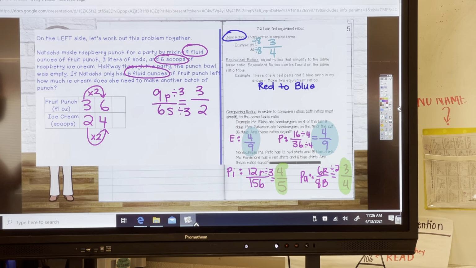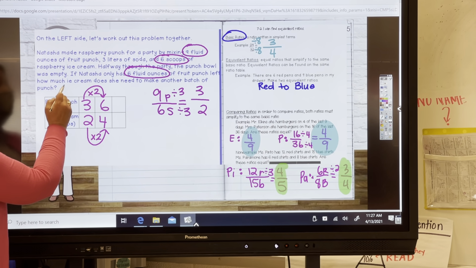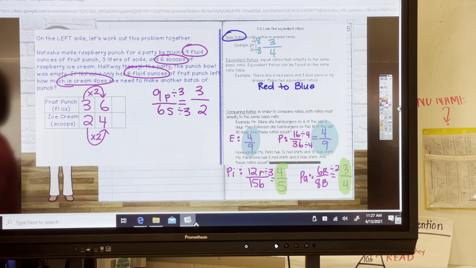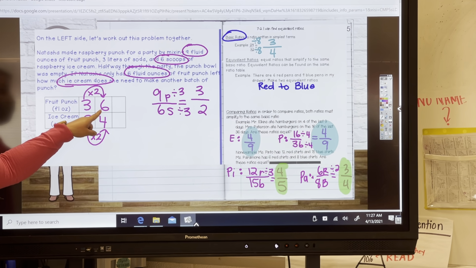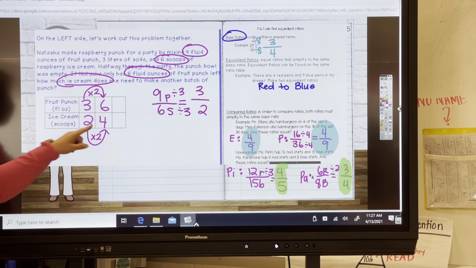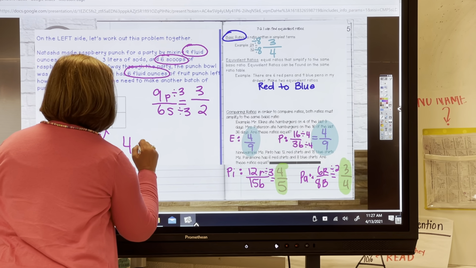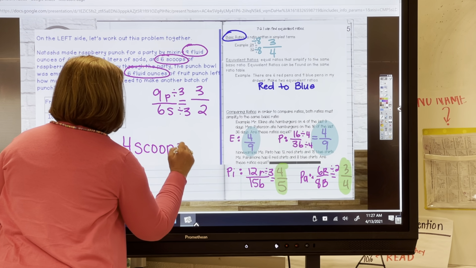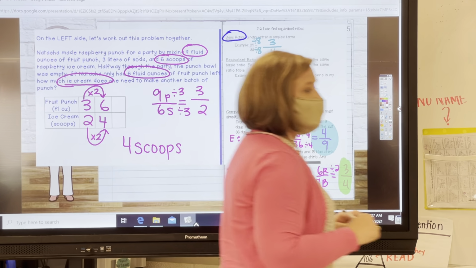So let's go back to the question. If Natasha only has 6 fluid ounces of fruit punch left, how much ice cream does she need to make another batch of punch? We want to know how much ice cream. She has 6 ounces of punch. How much ice cream does she need? 4 scoops. 4 scoops of ice cream.